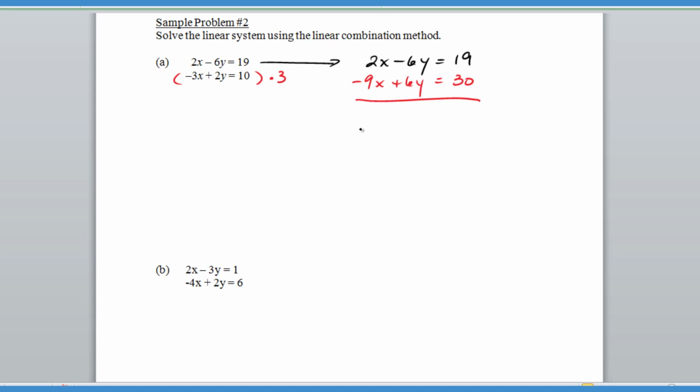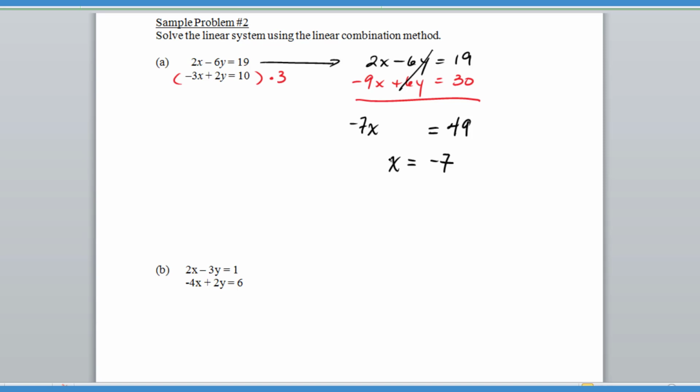So 2 and negative 9 is going to give me negative 7x. The negative 6y and the positive 6y are actually going to cancel each other out. And then I'm going to have 19 and 30, which is going to give me 49. And so if I simply divide both sides by negative 7, I would get x equals negative 7.